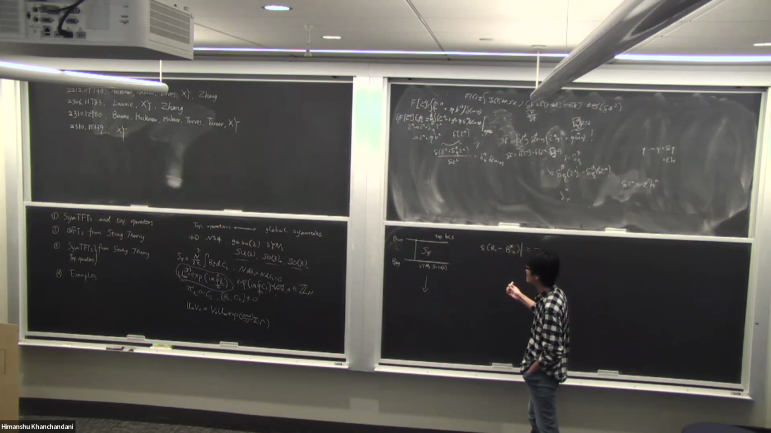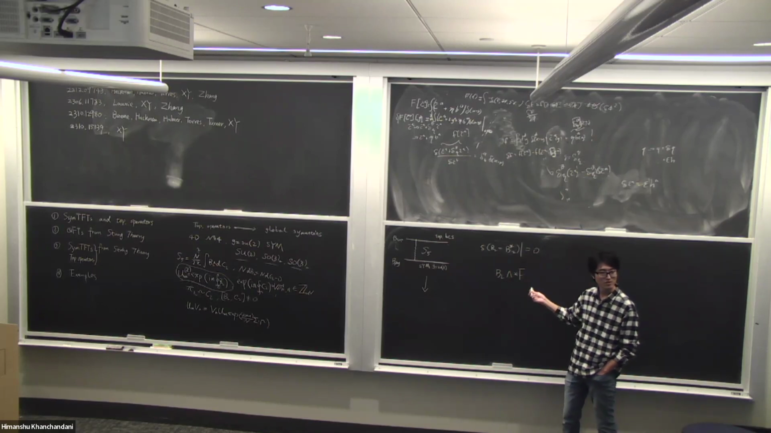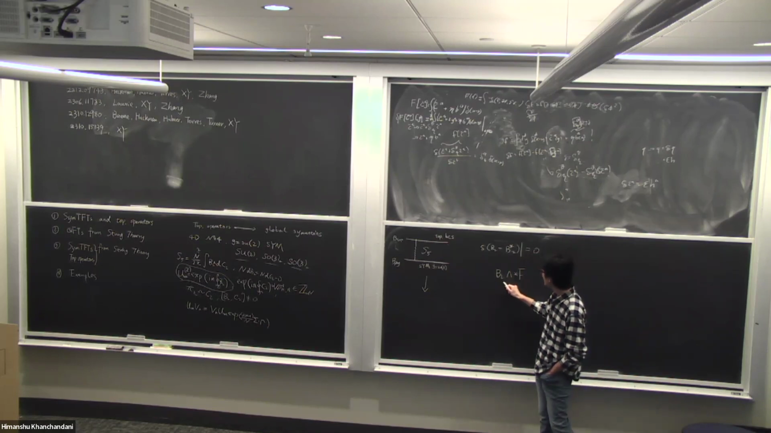Let's see if I can write it down. Just B2 wedge F. I would say something like this. B2 wedge star F. Where do you put the trace? Because B2 is abelian, right? Yes, it's abelian. And F is big F, the field strength, it's SU2. Yeah, right.